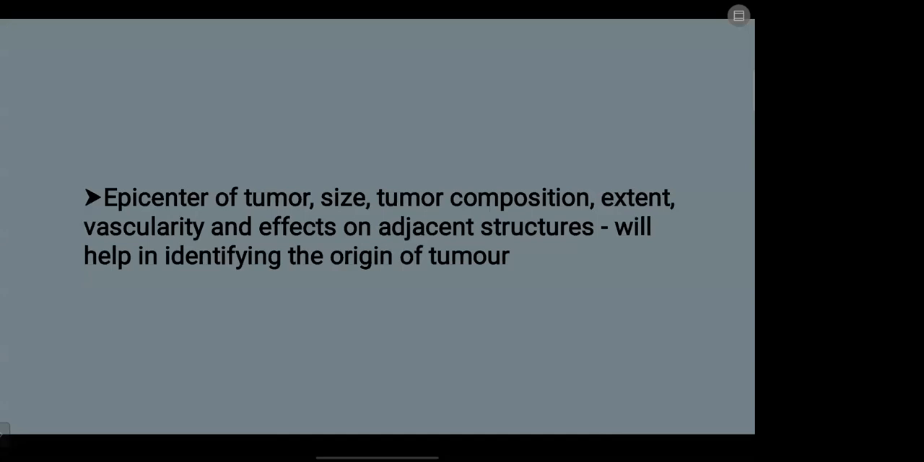So the point to be remembered about narrowing down the differential diagnoses of a retroperitoneal mass: first, we have to see the epicenter of the tumor, the major bulk where it is, and the size, the tumor composition, the extent, vascularity, and effects on adjacent structures, which will help in identifying the origin of the tumor.